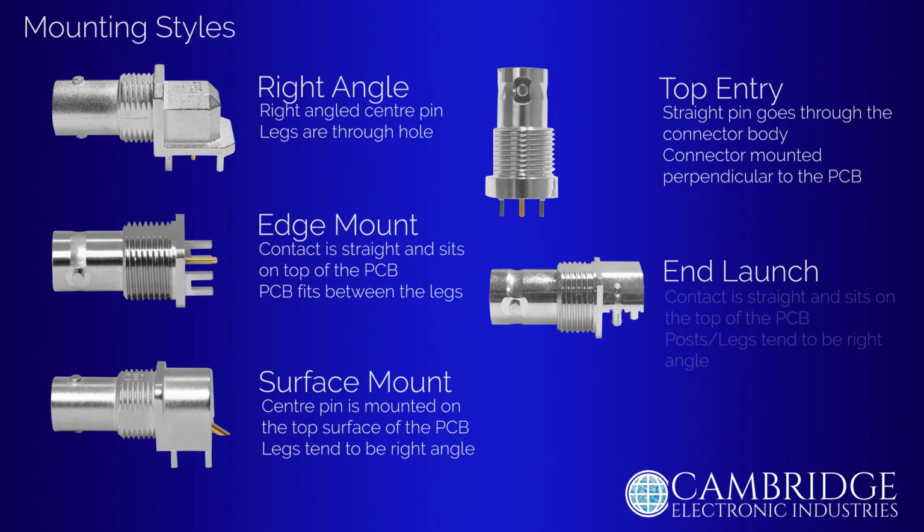The centre pin of an end launch connector is straight and is surface-mounted to the top of the PCB. Posts go through the board at right angles to hold the connector in place and connect to the ground plane.